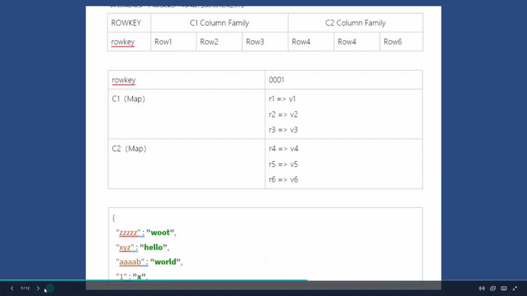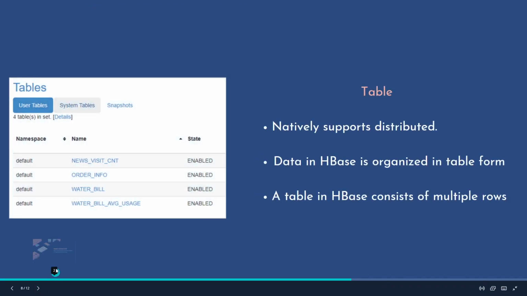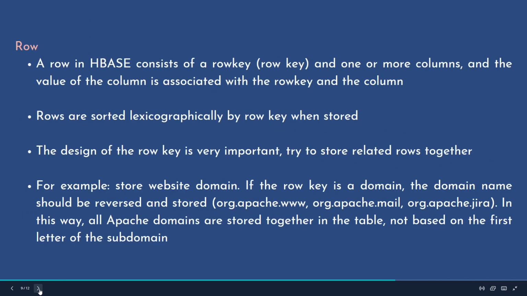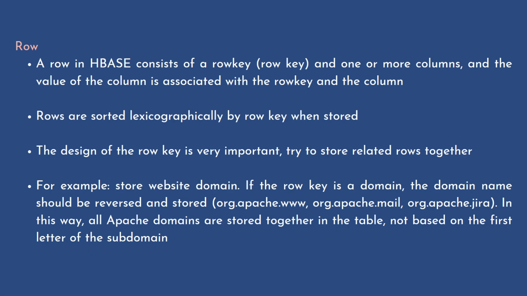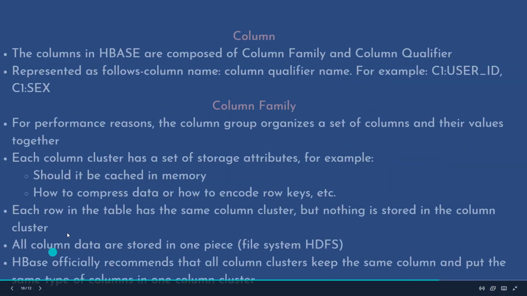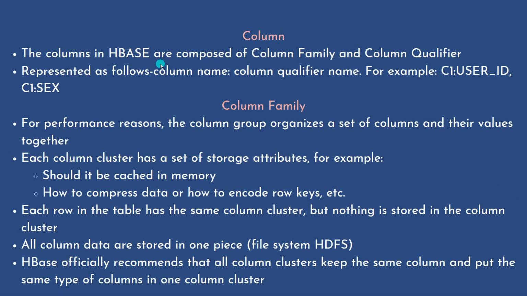Yeah, and for the basic things, they have the table, and in HBase they have rows. Here is some information about that, and if you are interested in it, you can read it and go deeper. And the main thing is the column, because the column is HBase. Columns in HBase are composed of the column family and the column qualifiers. Because it's a column-based database, it should be grouped by column.